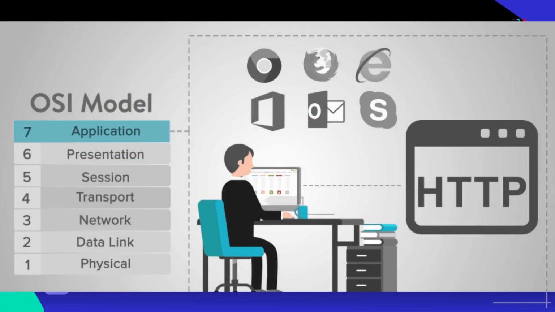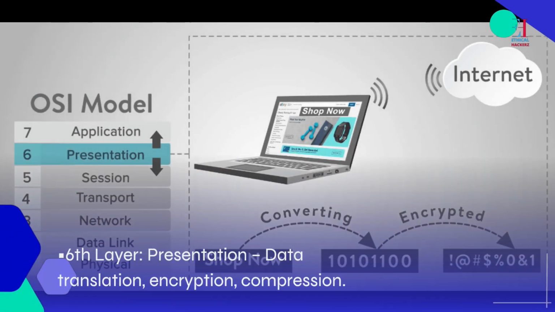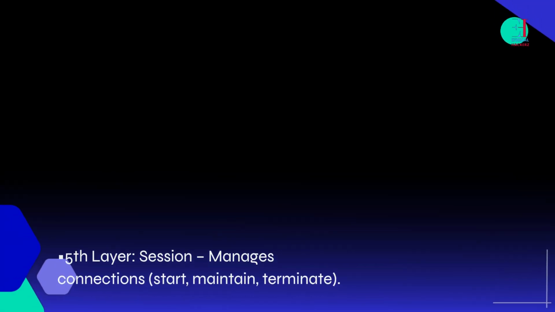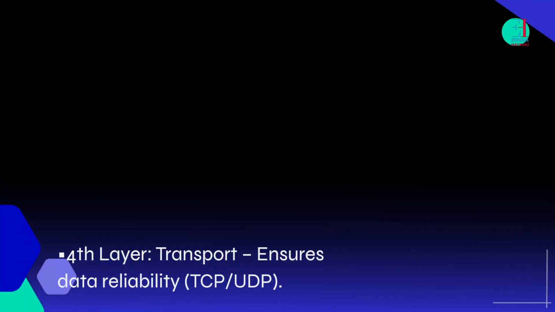Application, user interaction, e.g., email, web browsers. Sixth layer. Presentation, data translation, encryption, compression. Fifth layer. Session, manages connections, start, maintain, terminate. Fourth layer. Transport, ensures data reliability, TCP, UDP.